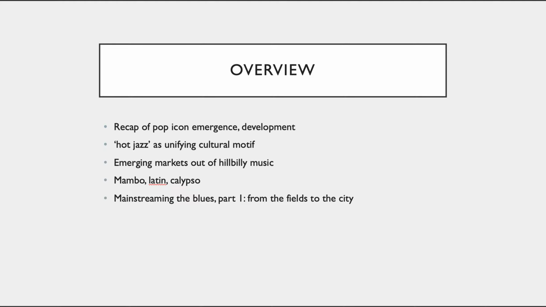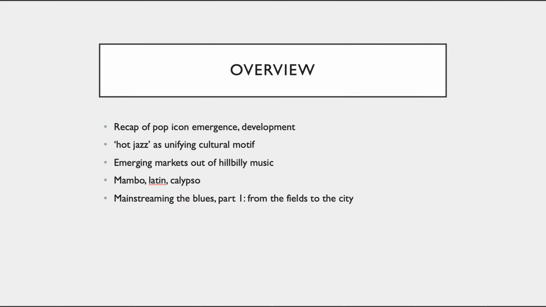So when we look at the overview for today's presentation, we want to look back at what we talked about with the emergence of the pop icon and how that has been developing over the last decades leading up into the 1940s, and identify a sort of unifying cultural motif of hot jazz as it comes into fruition during this time period in the 1940s. We'll identify what that is and look at how it shows up in different kinds of genres.